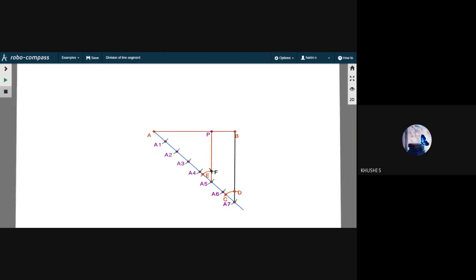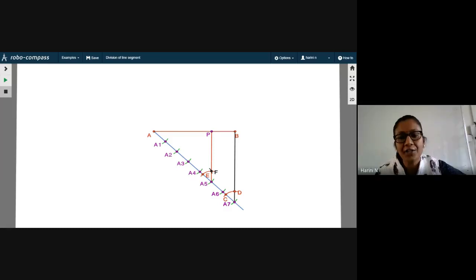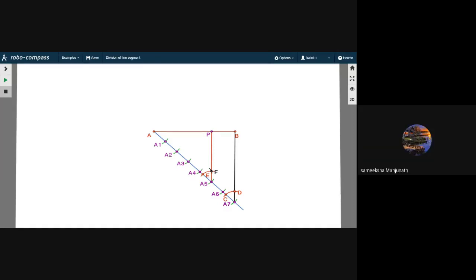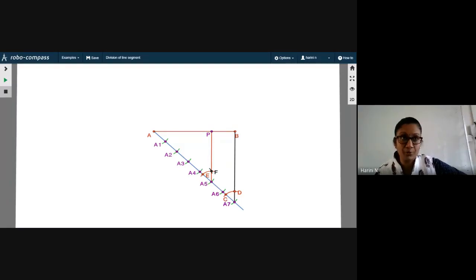Ma'am, 7.2. 7.2. And what is your PB? 2.8. 2.8. They should sum up to 10 definitely because your AB cannot be greater than 10. So 7.2 by 2.8. Go back and see if it is coming in the ratio 5:2. It should come. Approximately at least it should be like that.